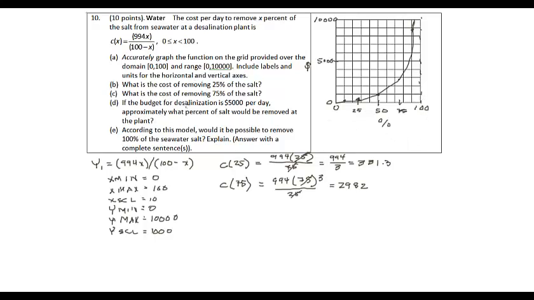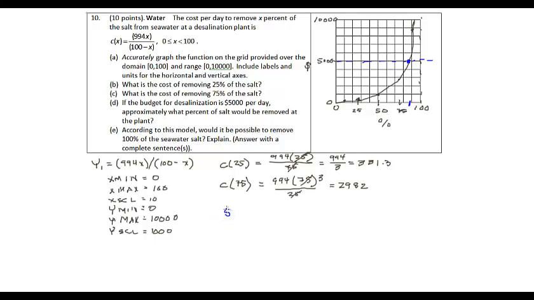Now, we need to find out, well, what's the budget? If the budget is only $5,000 per day, how much can we remove? That would be like saying, okay, well, this is as much as I can spend. How much salt can be removed? What percent of the salt? It looks like it's somewhere around 87%. That seems to be about approximate.